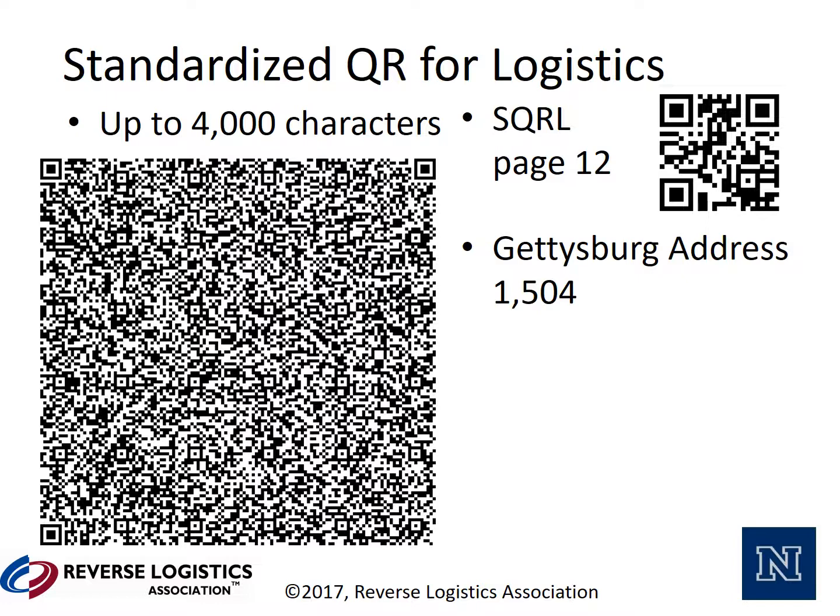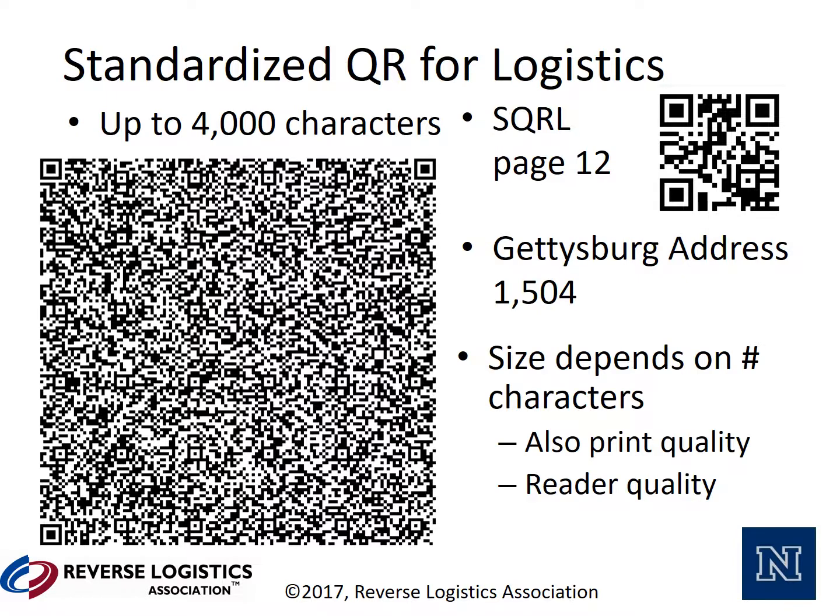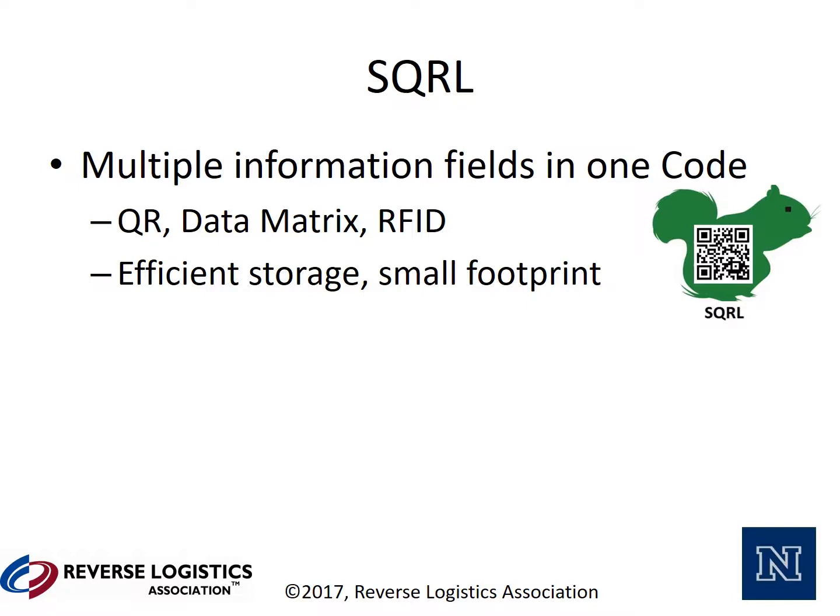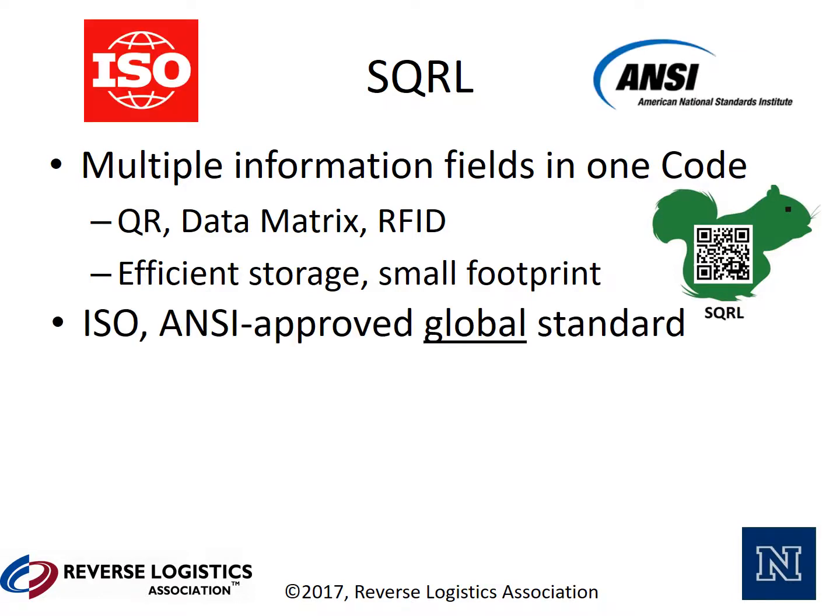The printed size of a QR code depends on the number of characters to be stored in it, as well as the quality of the printing process and the scanners used to read it. The SQRL standard is not only for QR codes, but can also be used with matrix 2D barcodes and RFID. The SQRL standard utilizes the efficiency of these modern storage technologies to store multiple pieces of information in one small space. The SQRL standard written by the RLA is an ISO and ANSI approved global standard.